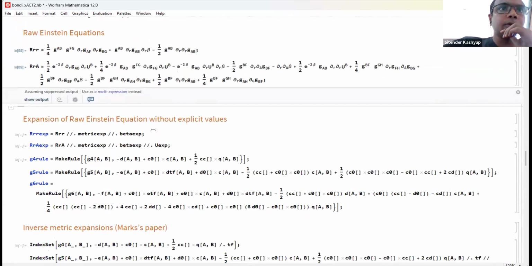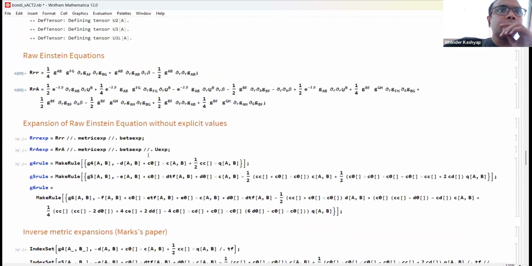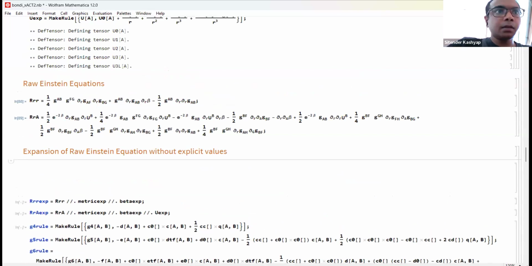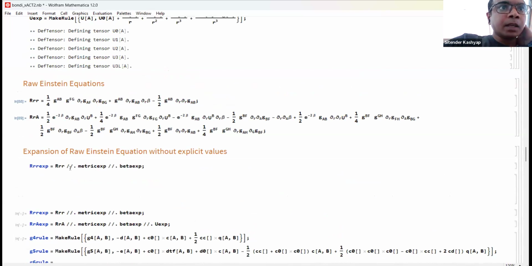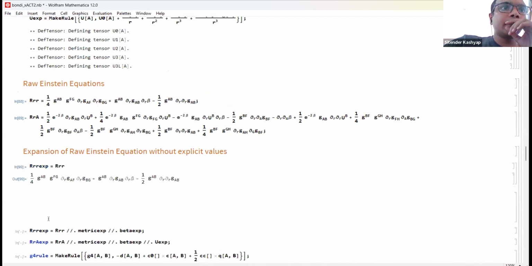Now what we do is the following. We take this RRR and do a substitution. Okay, let's do it step by step. I think I'll be done in 5 minutes. So let's take this RRR. It gives us the expression in terms of the upper metric and the lower metric and beta. So what we will ask it to do is, let's say, metric expansion.